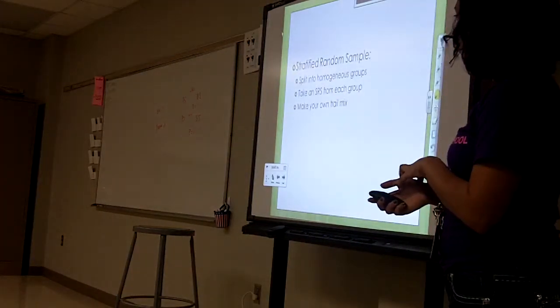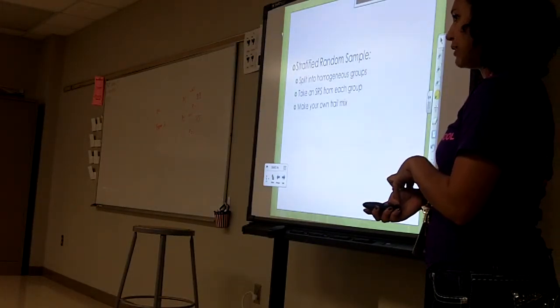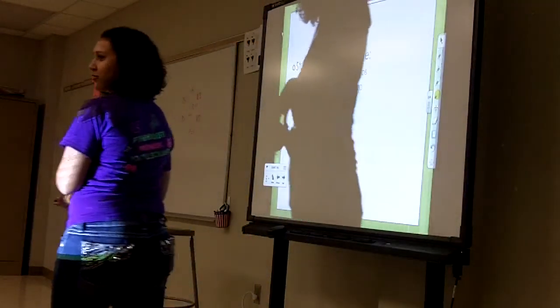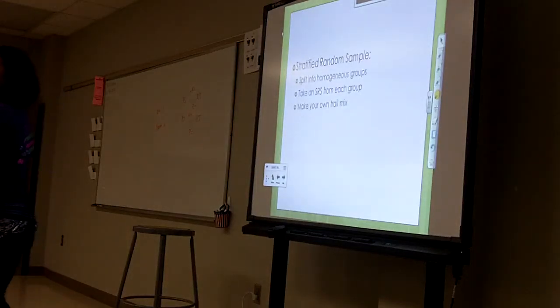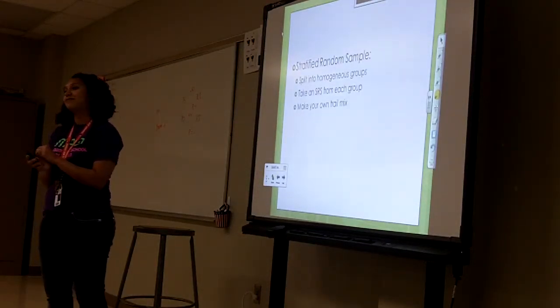And then make your own trail mix. What does Miss Kramer mean? Who wrote that? What does she mean by make your own trail mix? Because you have peanuts, M&Ms, raisins, and then put them together. Then you take a stratified random sample. Sure.